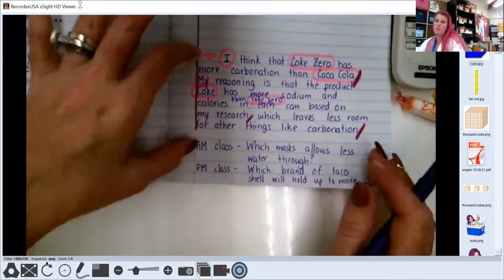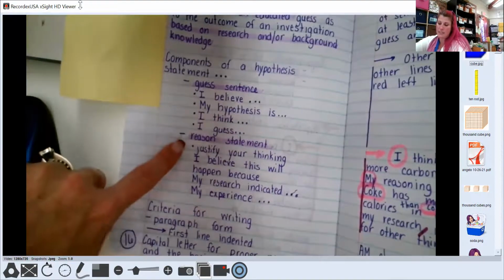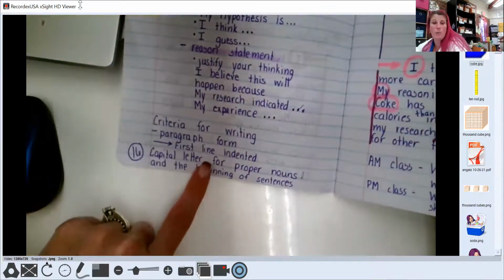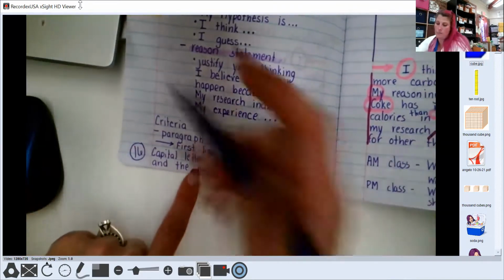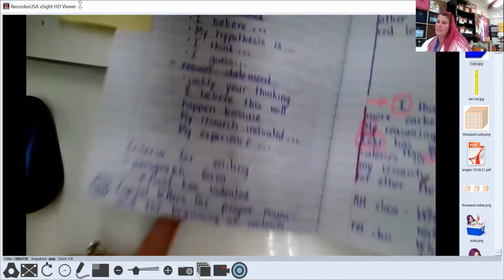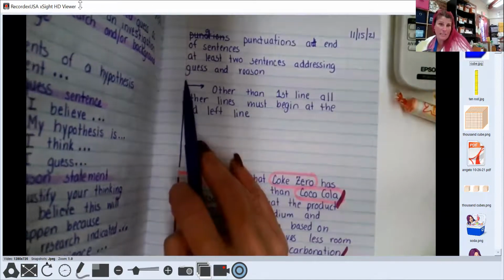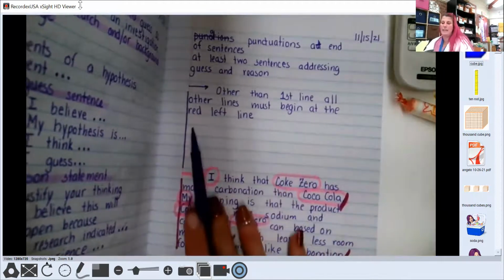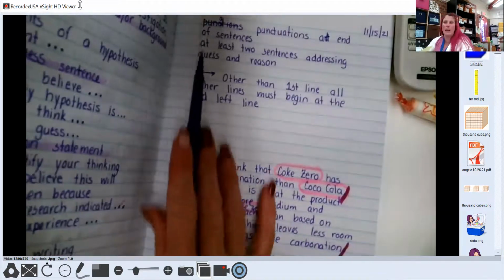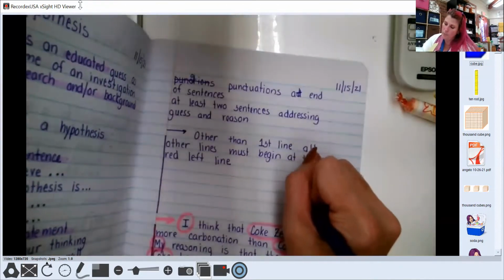So your assignment is to write a hypothesis statement containing those two criteria components, the guess sentence and the reasoning sentence. Your criteria for a well-written hypothesis has to be paragraph form, first lines indented, capital letters for proper nouns and beginning of sentences, punctuations at the end of each sentence, at least two sentences addressing both the guess and the reason. And then other than the first line, all other lines must begin at the red left line or the left margin. Again, here's my example, and this is due tomorrow, 11/16.